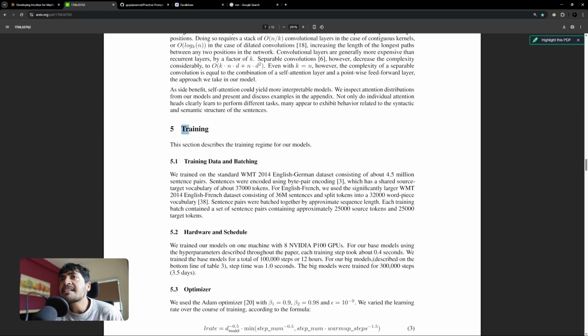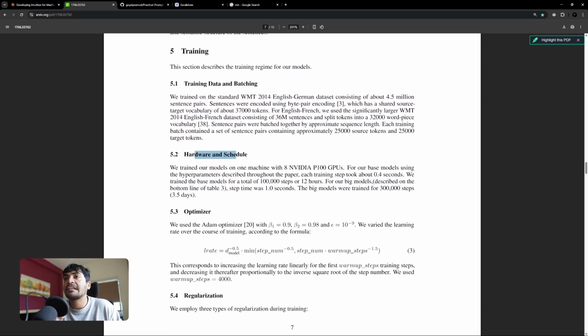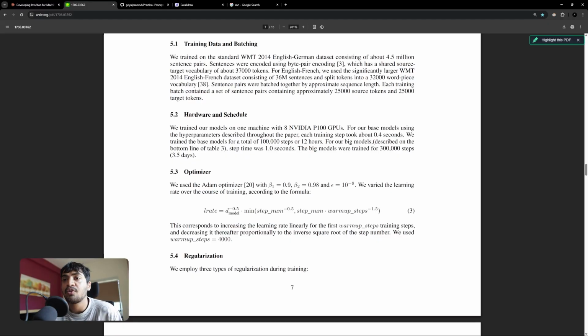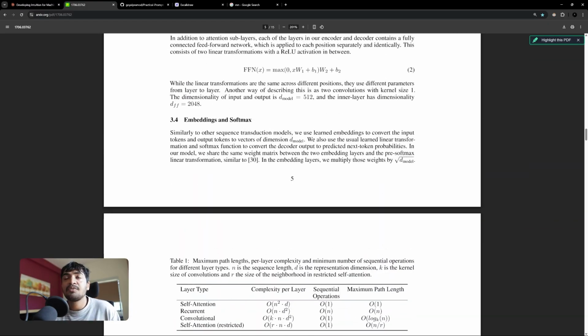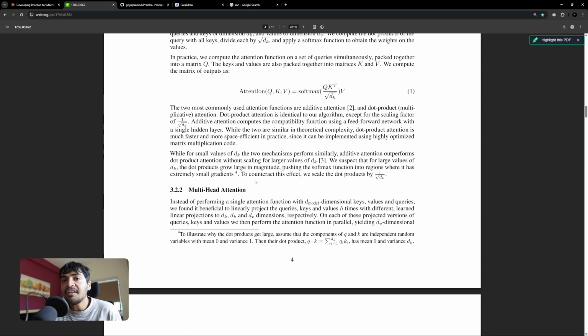Now, I'll be skipping over training and conclusion. You can read about that. In training, they are just telling about which data set they used, the hardware, and the different scheduling and the hyperparameters that they used, as well as the optimizers. So these are pretty simple ideas that you can go over yourself. The big idea itself was the methodology, and reading this and understanding it is not that tough.